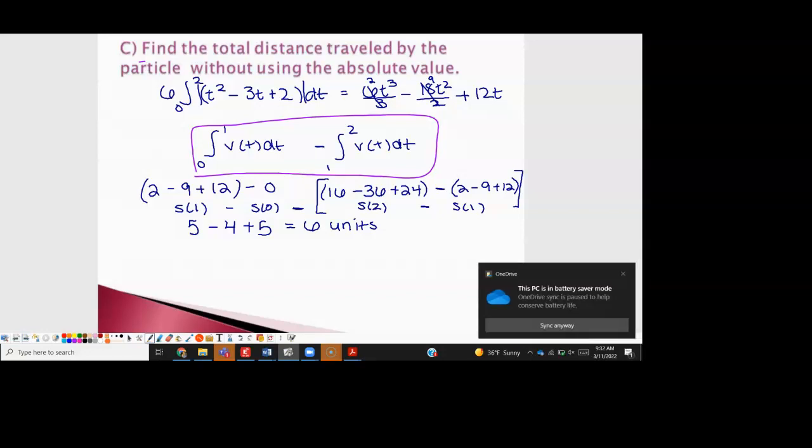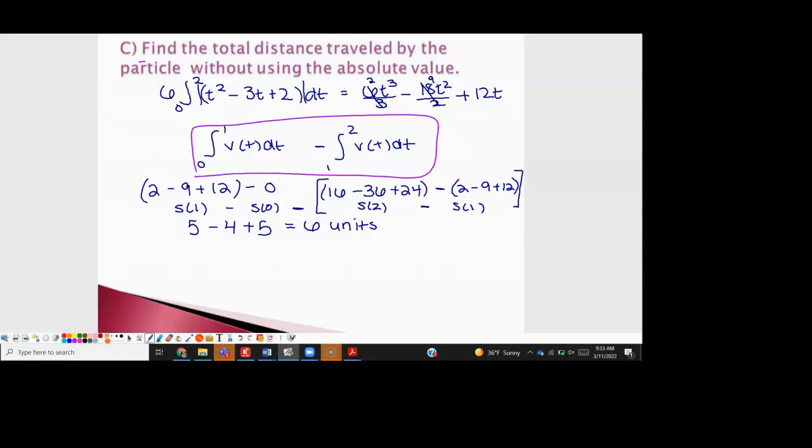From 1 to 2, the area is... How do we lose the 6? Hold on. Something's not right there. So 16 minus 36 is negative 20. Negative 20 plus 24 is 4. So now you have 4 minus, what did I just say this was? Negative 5. So this is negative 1.